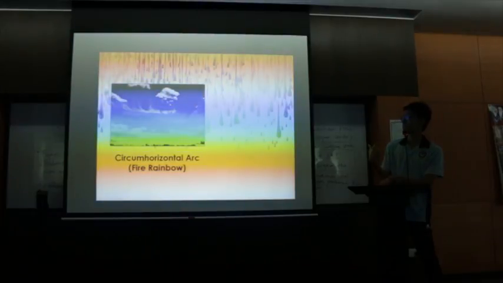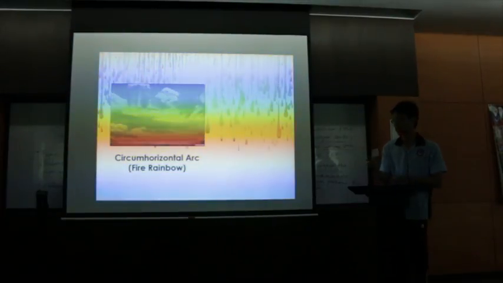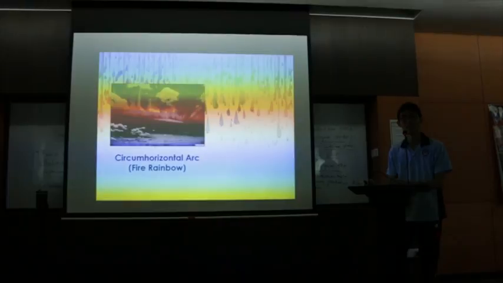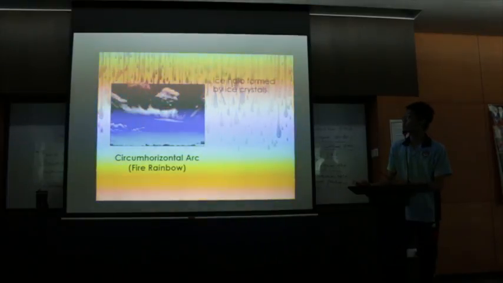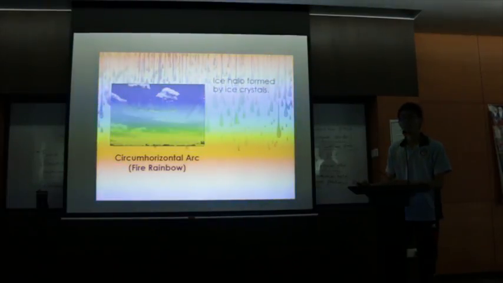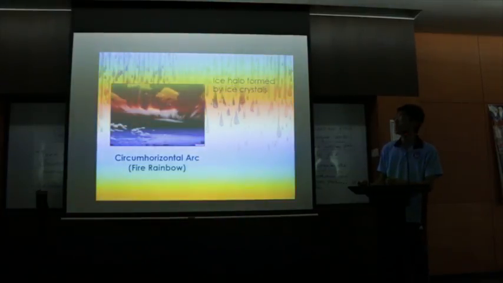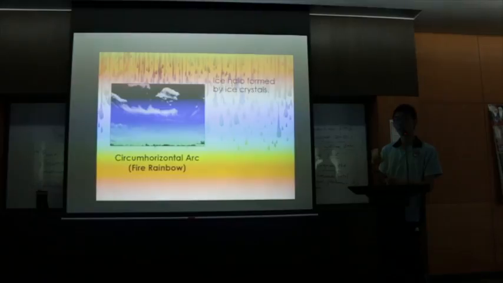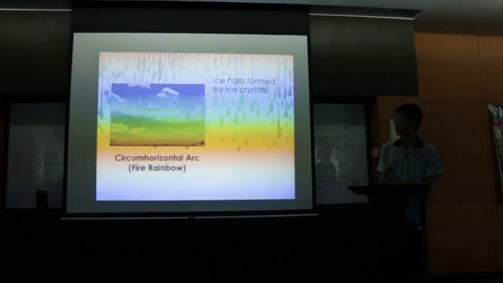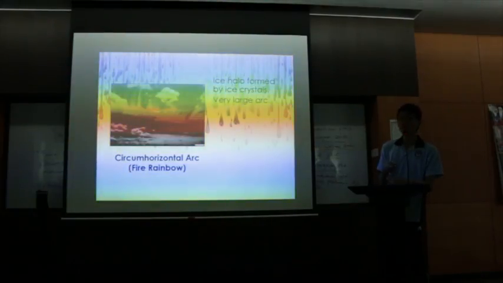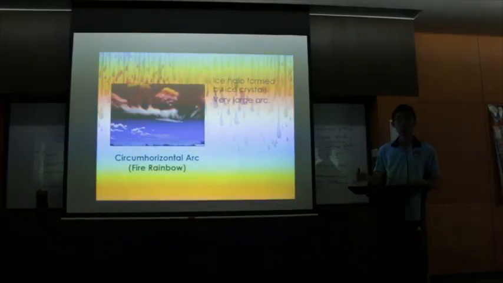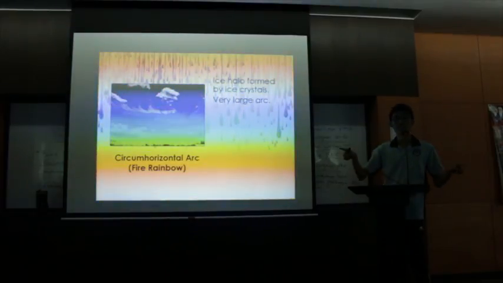This is called a circumhorizontal arc, also known as fire rainbow. It's not actually a rainbow, it's called a halo, and it's formed when light passes through ice crystals in the atmosphere. It has a very large arc. As you all know, an arc is a curve.